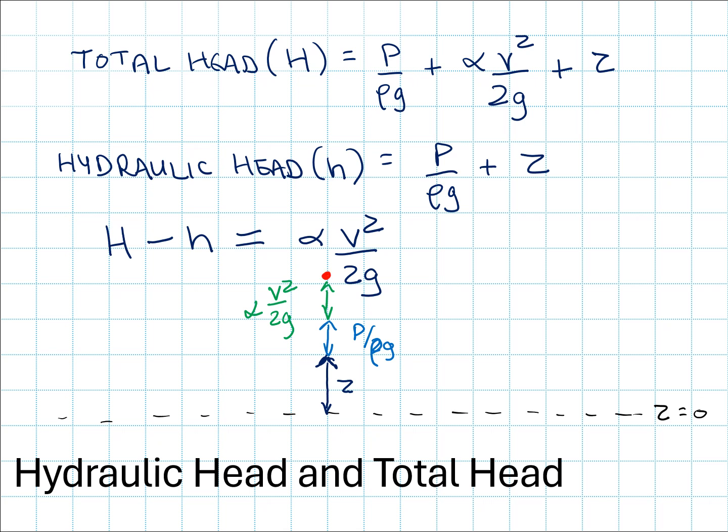And so the sum of all three, this is going to be my total head, H, and my sum of the pressure head and elevation head right here, this is going to be the value of hydraulic head. And you can see that the difference between them is nothing more than just the velocity head.